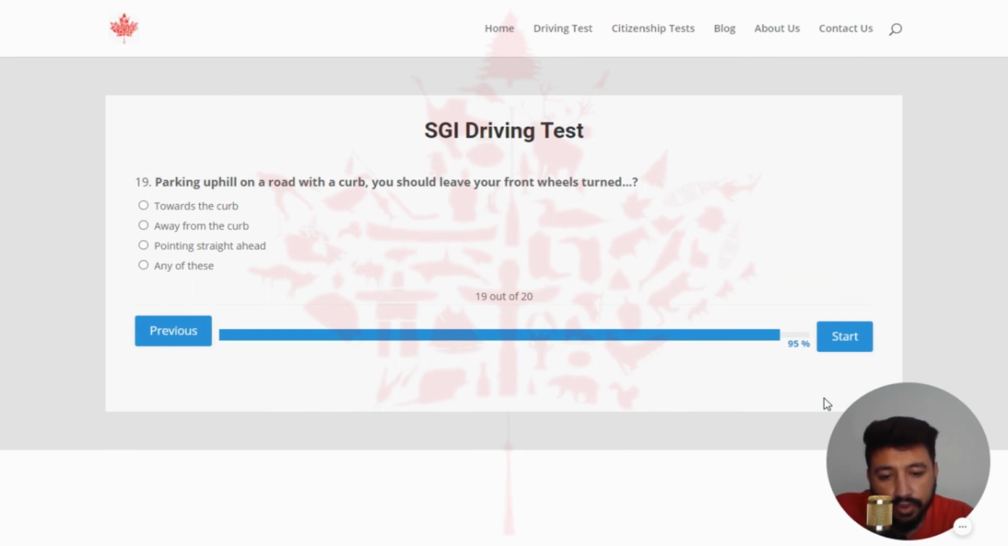Next. The second last question of quiz number 4 is parking uphill on a road with a curb. You should leave your front wheels turned. The right answer of this question is away from the curb. So I'm going to select the second one.